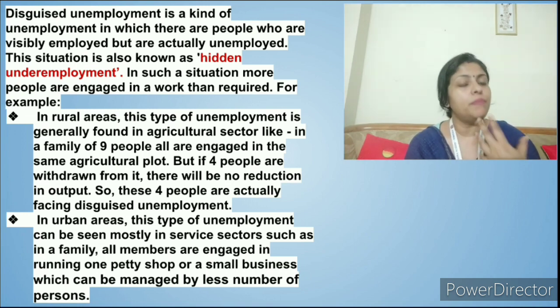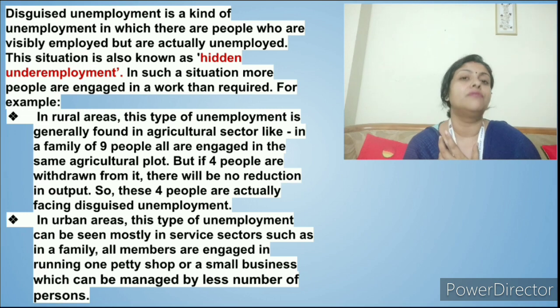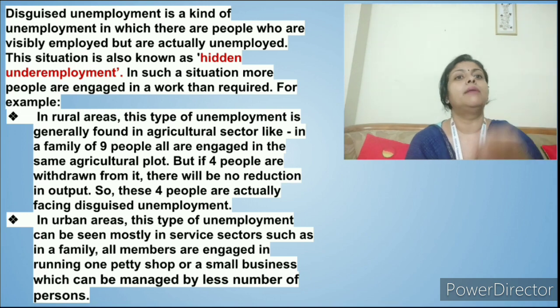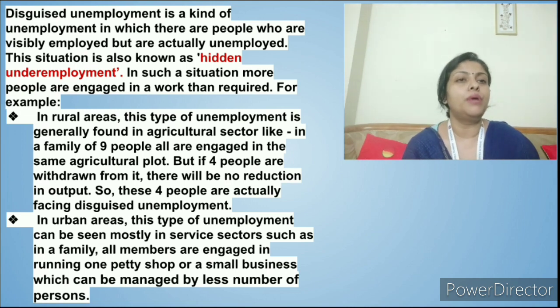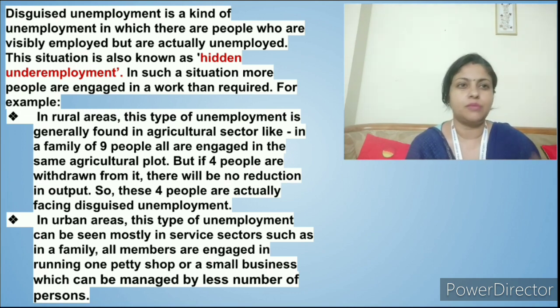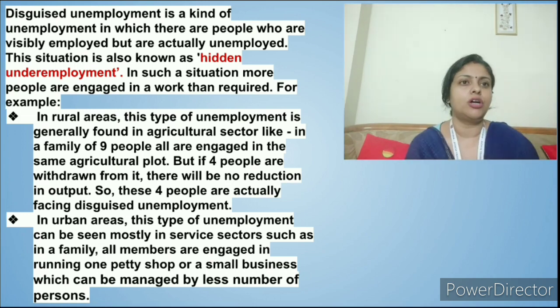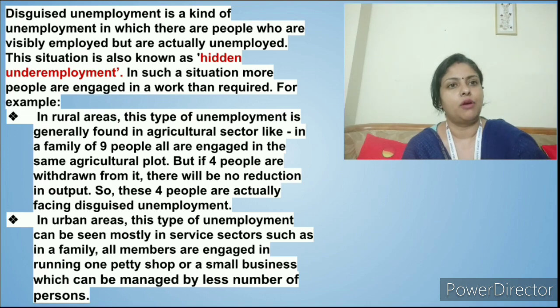In such a situation, more people are engaged in work than is required, seen both in urban as well as rural areas. If 9 people are engaged in a work in rural areas, and we take out 3 or 4 people from that, the production will not reduce. A similar situation is also seen in urban areas, where people run small service jobs such as a small shop or a small business, and a number of family members are all working in it. Whereas if you let some of them go and look for some other job or get engaged in some other productive economic activity, they can bring better income to the family. So this is the problem of disguised unemployment for you.